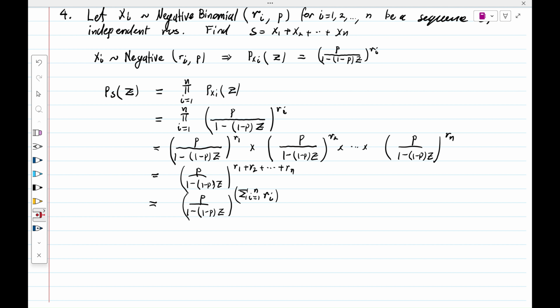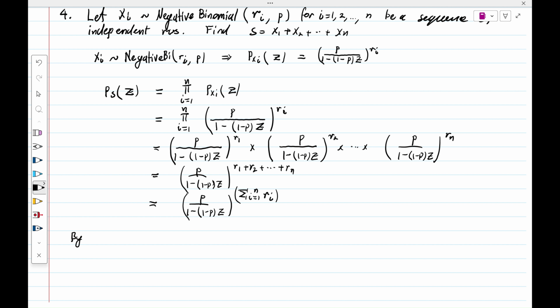Now, what I want you to notice here is that the form or the look of the negative binomial, sorry, I should have said negative binomial here with ri and p, looks very similar to the form below. Instead of ri, we now have the sum of ri's. That actually tells us that this too is a negative binomial expression.